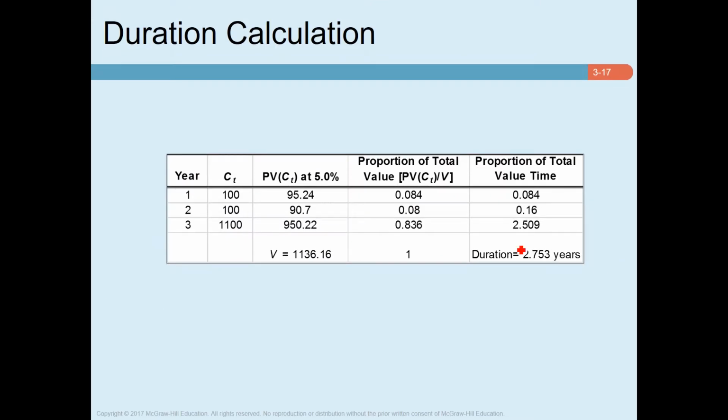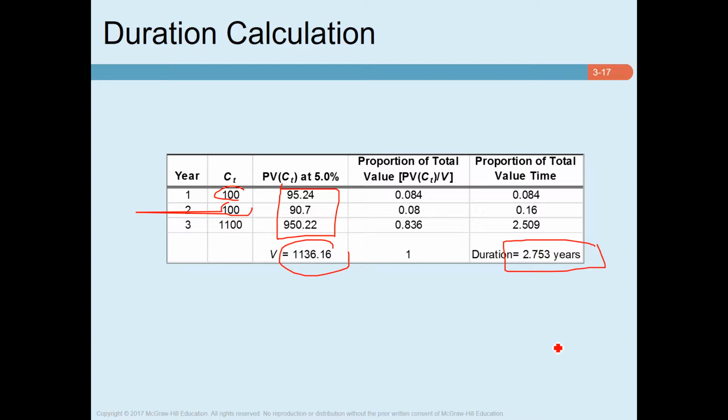We have a very similar example here. These are the cash flows, year 1, year 2, year 3. These are the present values, and this is the total present value. Each cash flow is divided by the total present value, then we multiply by the corresponding year, and as we sum them up, we get the duration.